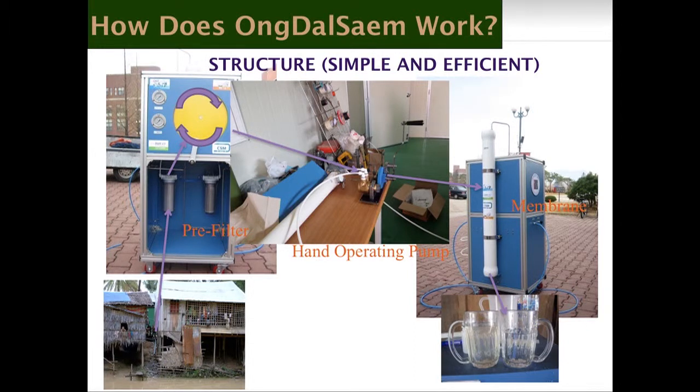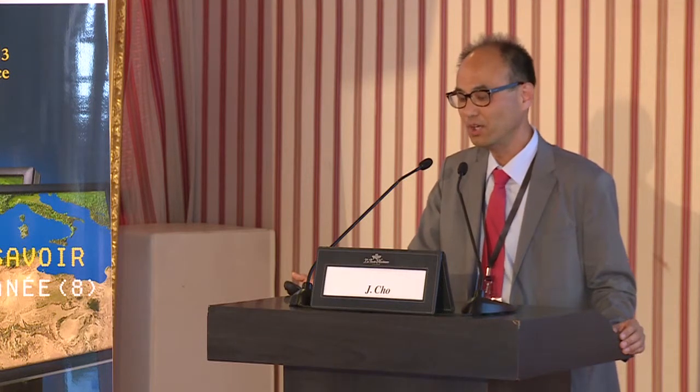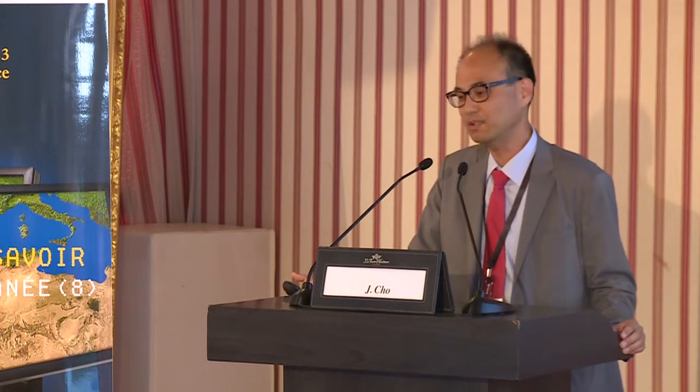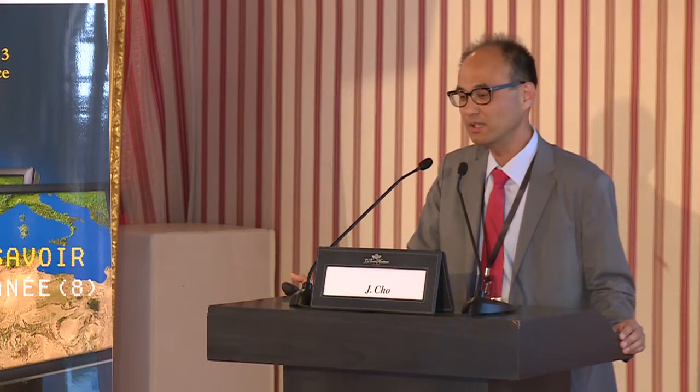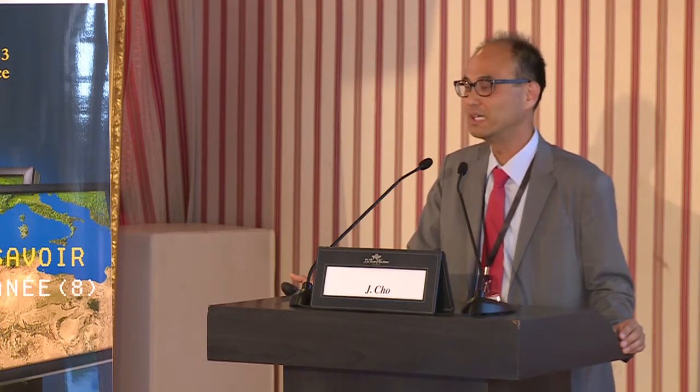The specification of Ongdal Siem is very small, about 30 kilograms, sometimes bigger. Making this type of simple system is one thing, but delivery is another important thing, so we would like to make it as compact as possible. With nano Ongdal Siem, we can make about 3 tons per day. With micro Ongdal Siem, we can make 10 cubic meters per day, so that approximately 200 persons or 1,000 residents can use it for their drinking water.